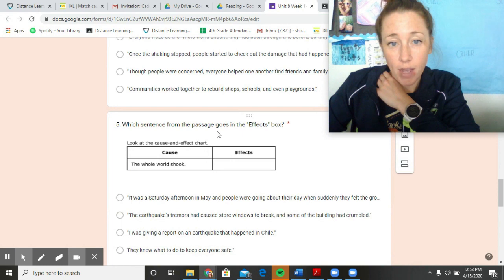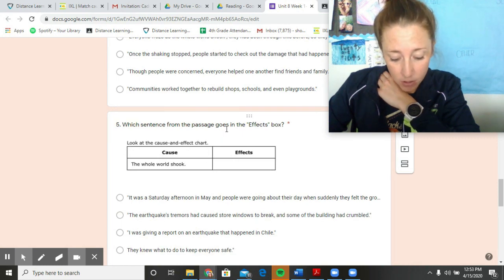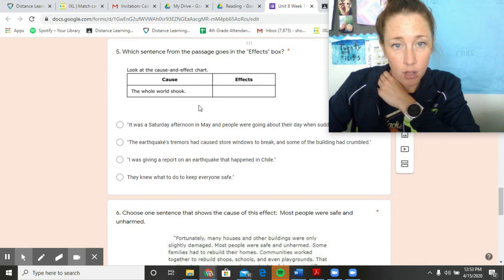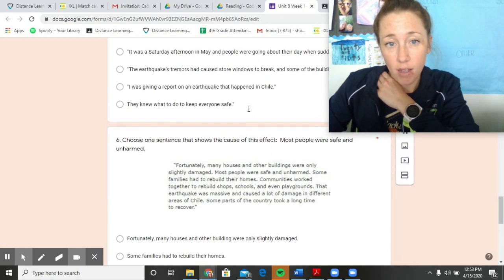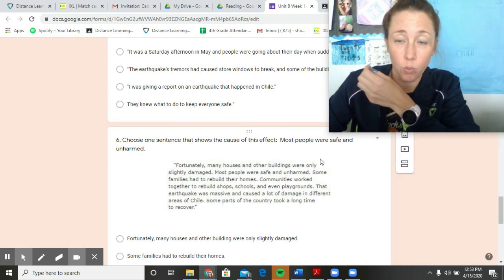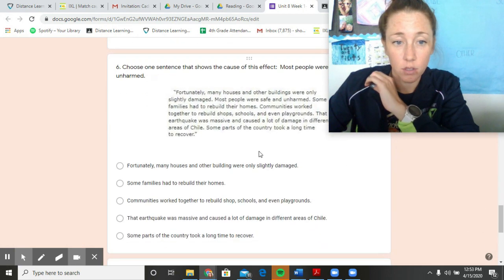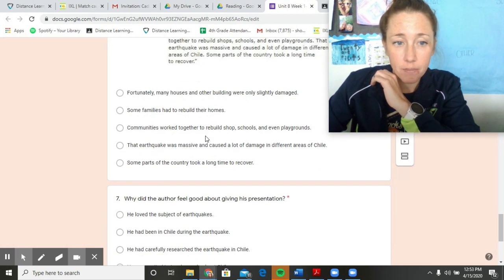Which sentence from the passage goes into the effects box? So here's the cause. The whole world shook. What was the effect of that? What happened because of this? Number 6, choose one sentence that shows the cause of this effect. Most people were safe and unharmed. Why were they safe and unharmed? What kept them safe? Look through here and find that.